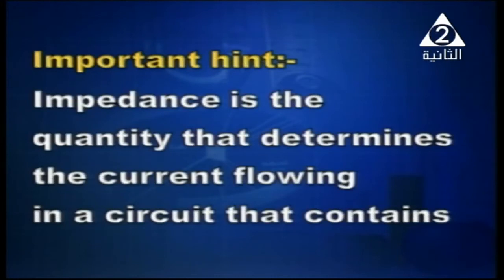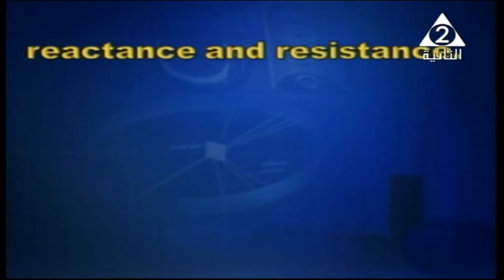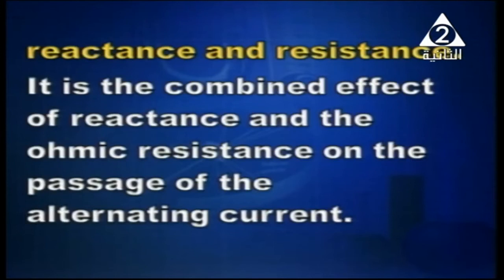Definition of impedance. It is defined as the quantity that determines the current flowing in a circuit that contains reactance and resistance. Okay, it is the combined effect of reactance and the ohmic resistance on the passage of the alternating current. Let me say it again. It is the combined effect of reactance and ohmic resistance on the passage of the alternating current.